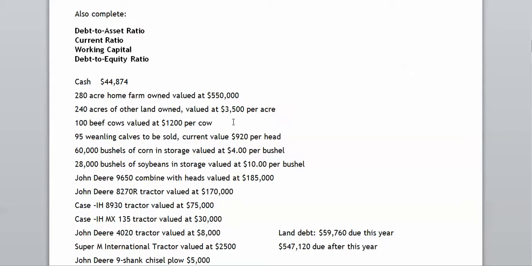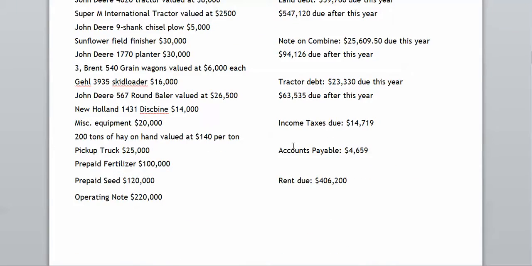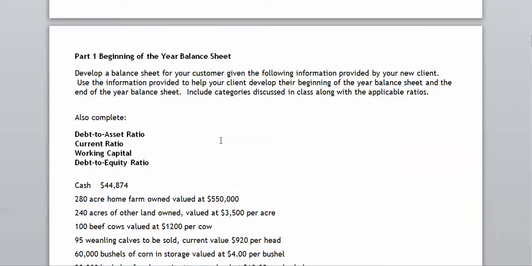I give you all the information here to complete the balance sheet. We have, remember, current assets, non-current assets, current liabilities, and non-current liabilities. They are all there for you. All this information is there for you to put on the balance sheet. We're going to use a beginning of the year balance sheet, and we're going to compare that to the end of the year balance sheet to figure out, is this business building equity or losing equity, holding steady? And also look at the current position of this business by checking out the debt to asset ratio, current ratio, working capital, and debt to equity ratio.